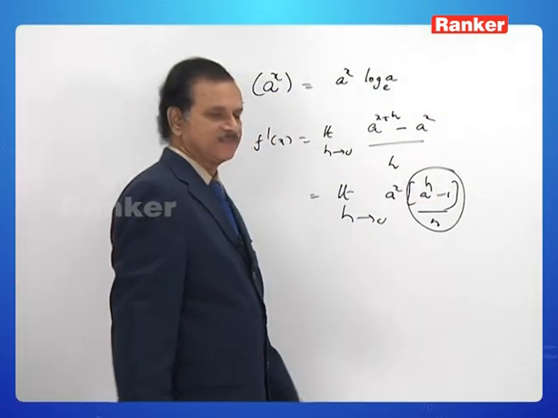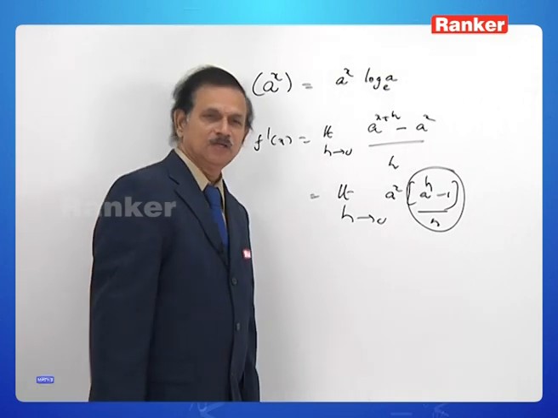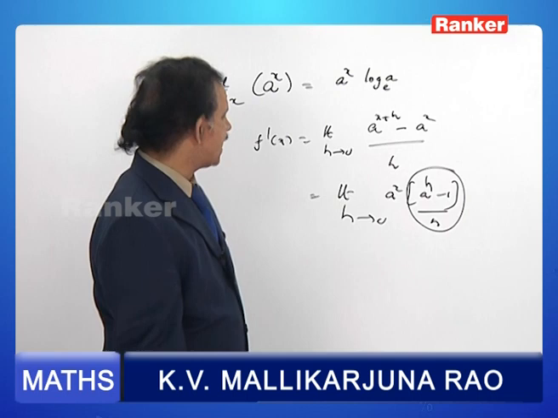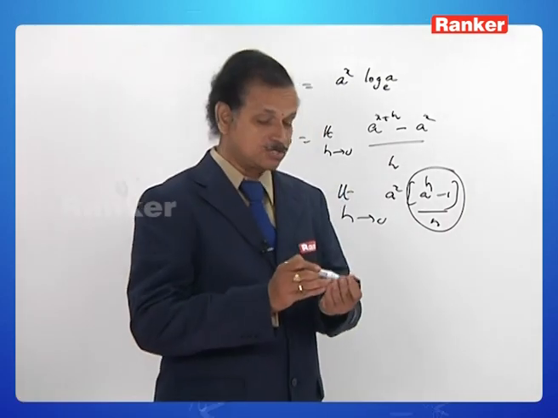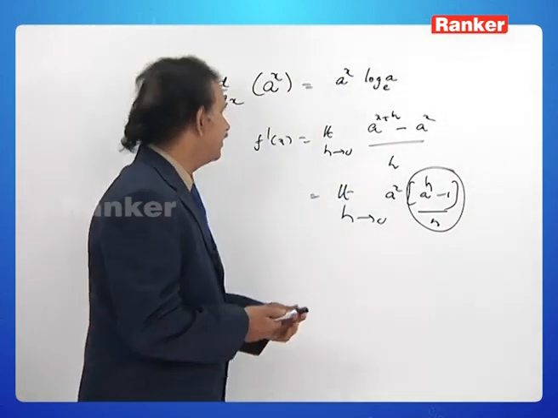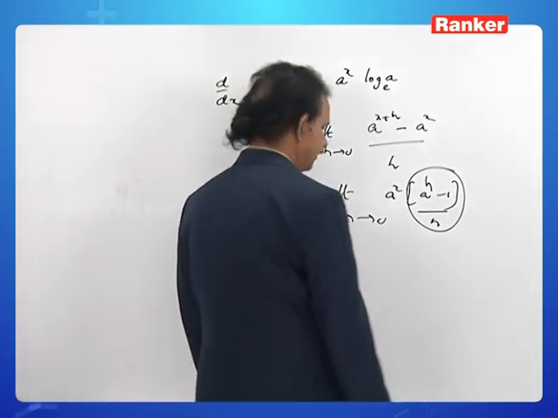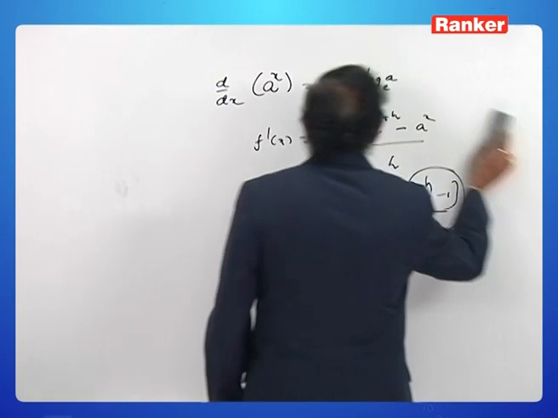We all know that this is nothing but log a to the base e. And there is no h here to take the limit. Therefore, the final answer is a power x into log a to the base e. It is purely believable. Yes. It is credible.